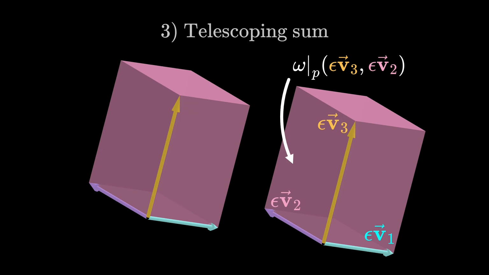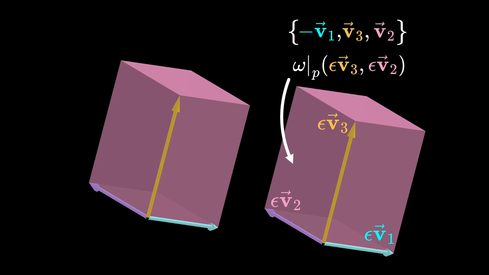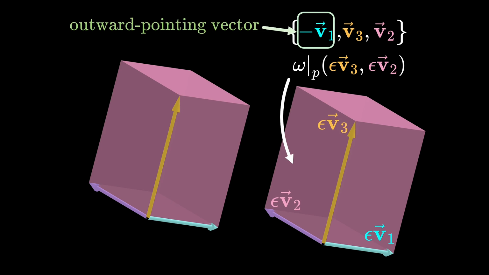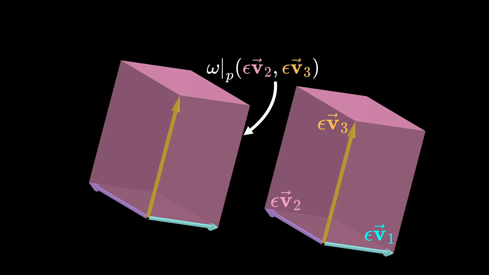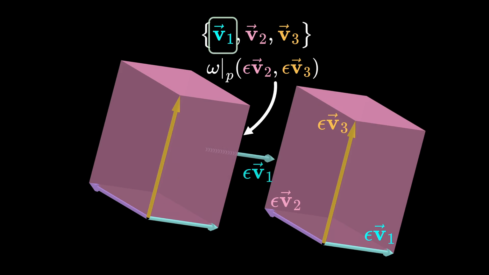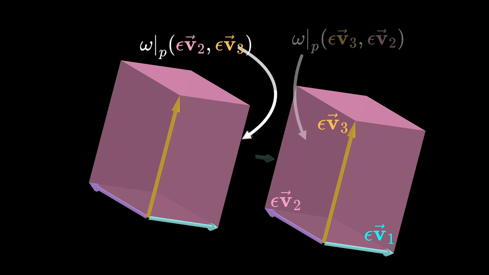On the right, we have omega of epsilon v3, epsilon v2, because, as we discussed, negative v1, v3, v2 is a right-handed set, where negative v1 points out of this parallelepiped. For the other one, we have omega of epsilon v2, epsilon v3 instead, because this time it's v1 that points outside. So we need to choose the other orientation to make this a right-handed set.